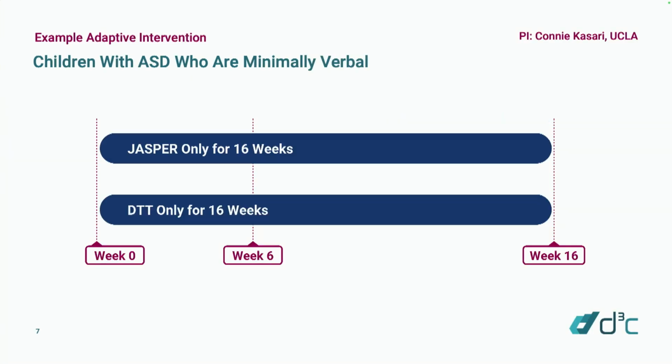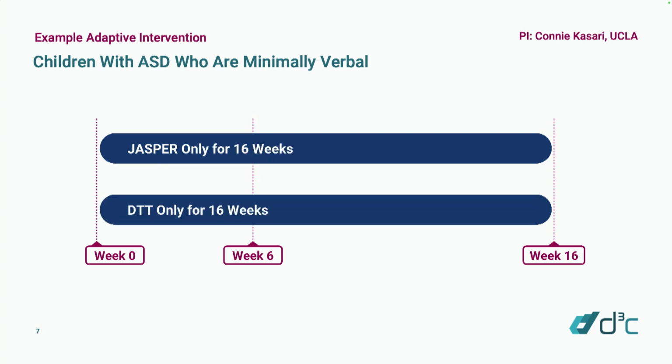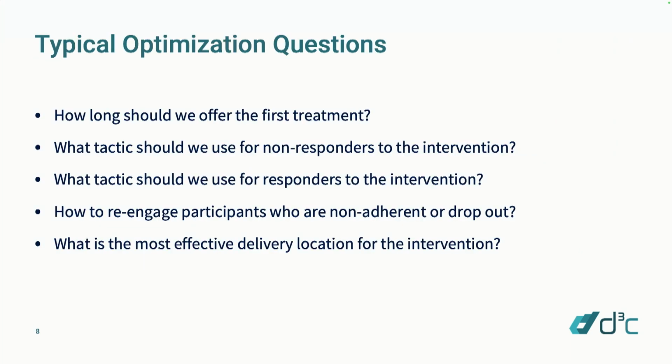All right. Well, what do we mean by other kids need less? Well, maybe we just do Jasper for 16 weeks. Or maybe we just do DTT for 16 weeks. That's a version of needing less in the sense that it's less complex. Okay? And some of the questions Connie and I started bouncing around are what we call typical optimization questions. So how long should we offer the first treatment?